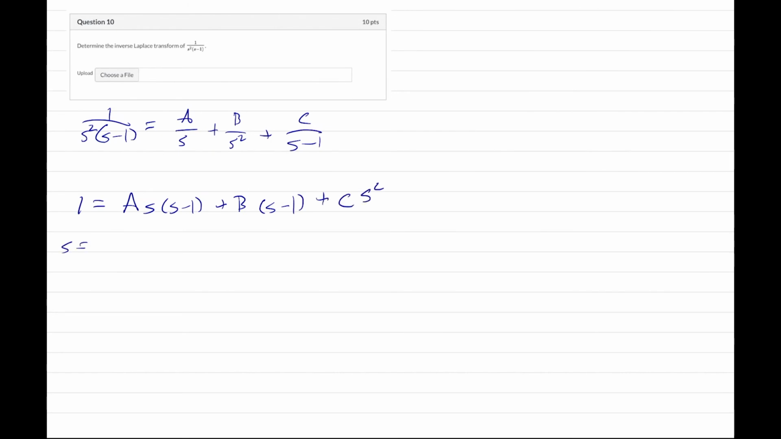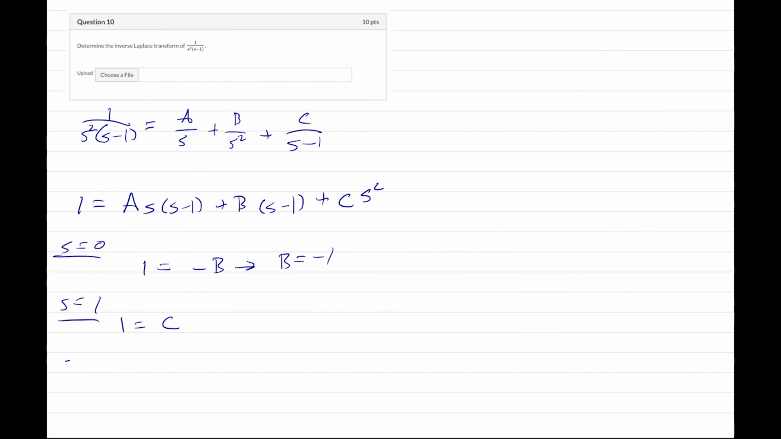I choose s equal to 0. And what does that give me? It gives me 1 is equal to negative B. So that means that B is equal to minus 1. S is equal to, say, 1. Alright, what is that going to give me? This gives me 1 is equal to C. Alright, so we have that.